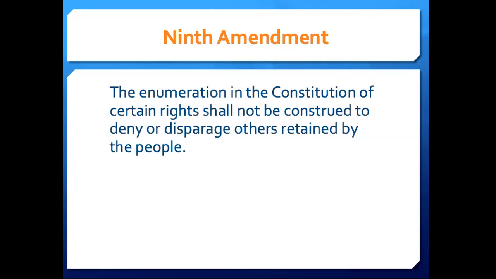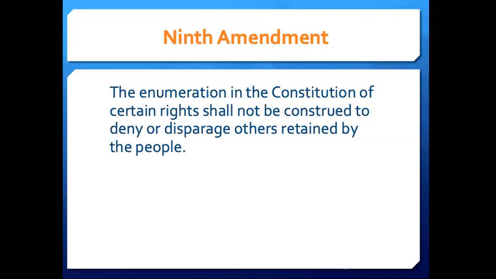So the question is, how should the court decide when an unenumerated right is a fundamental right? One way that the court might decide both that it can recognize unenumerated rights as fundamental, but also how, might be to look to the Ninth Amendment. The Ninth Amendment tells us that the fact that certain rights are listed for us as being protected in the Bill of Rights in the Constitution shall not be construed to deny or disparage other rights that are retained by the people.